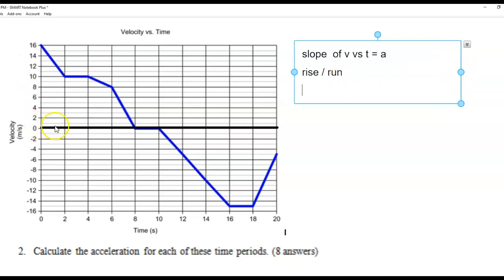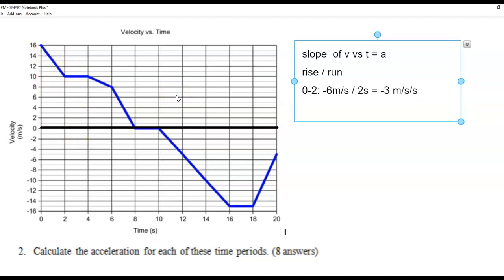So for this first section from 0 to 2 seconds, we'll try to keep this nice and neat here. So from 0 to 2 seconds, it looks like it goes from 16 to 10, so that's a drop of 6 meters per second, and we're going to divide that by 2 seconds of time, because that's how much time goes by. So that's going to get you a negative 3 meters per second, or meters per second squared if you want to write it that way. So that's this first section. I'm going to repeat this for each of these different times when the slope changes.